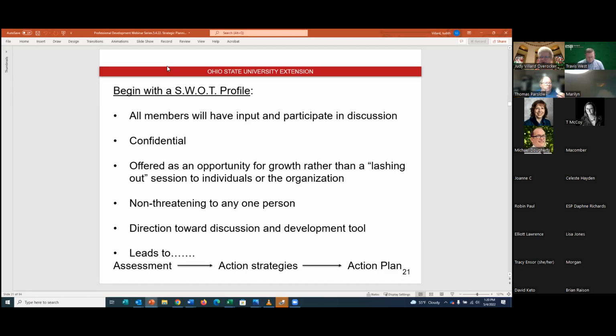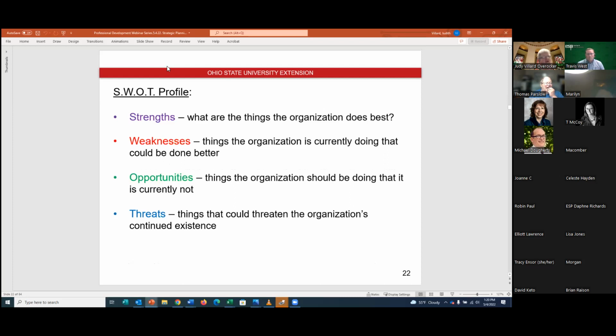Not one of them had ever done a SWOT profile before, so they had no idea. Really what I was trying to do is assess where we're at. We have to know where we're at before we can have the strategies and the action plan to move forward. So this is what the SWOT profile is all about. The S stands for strengths. So what are the things that our organization does best? I'll show you the examples here shortly.